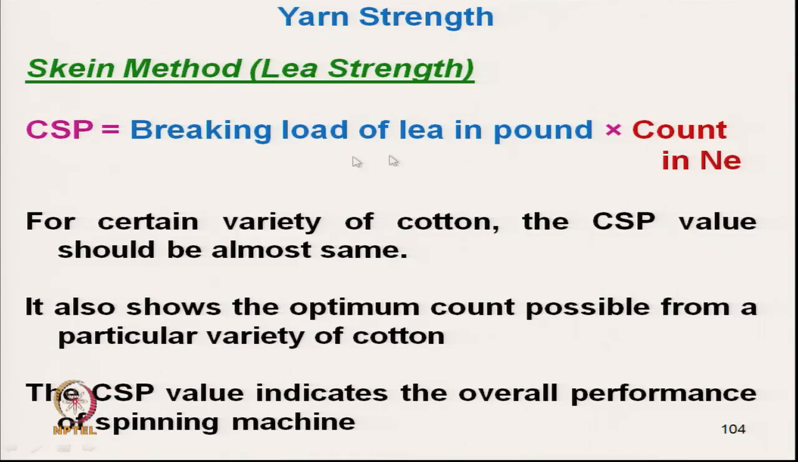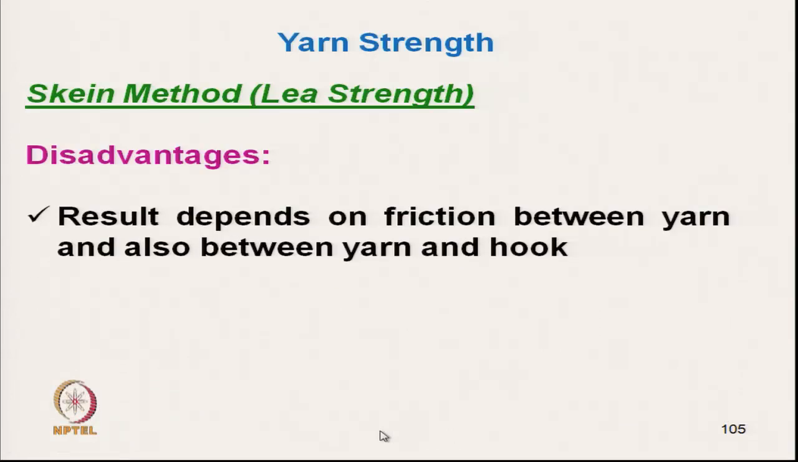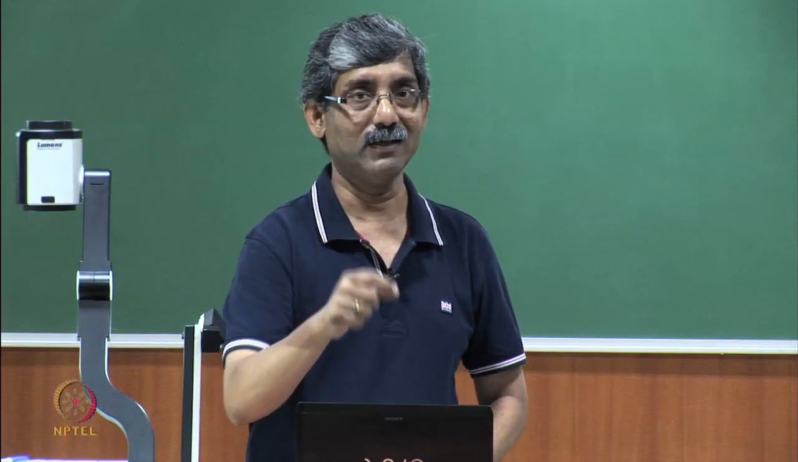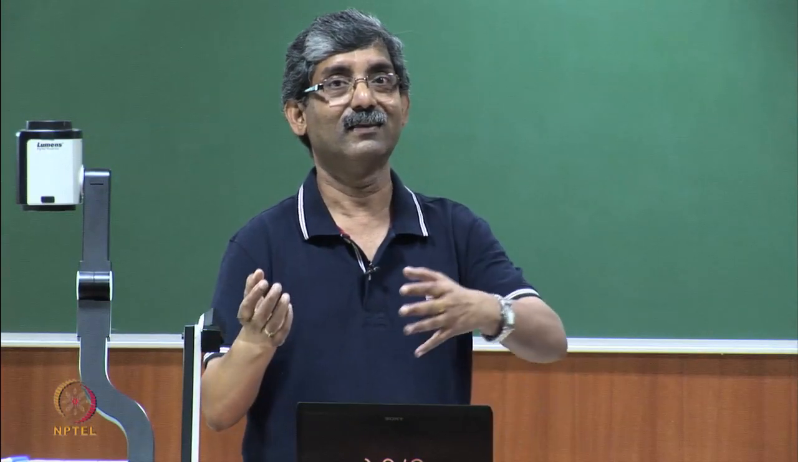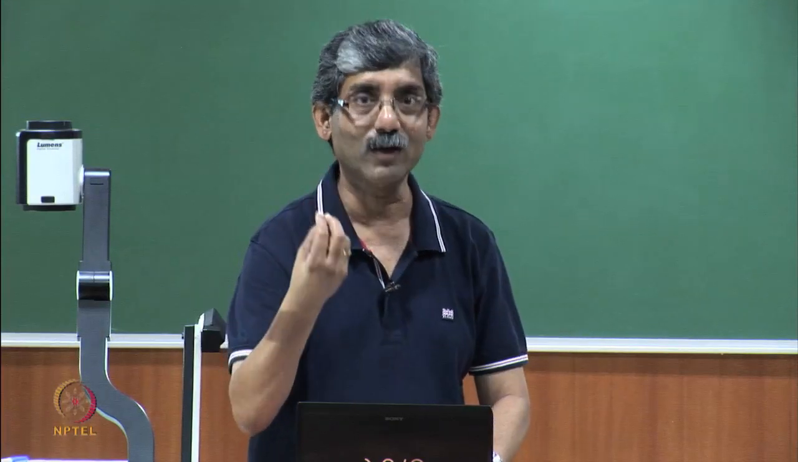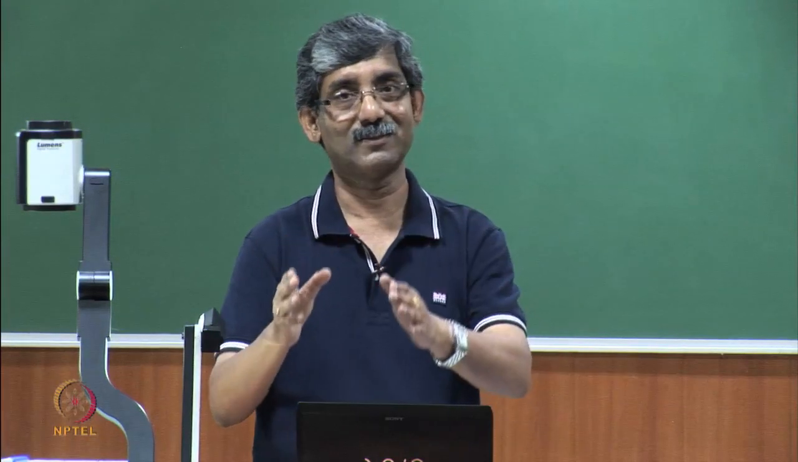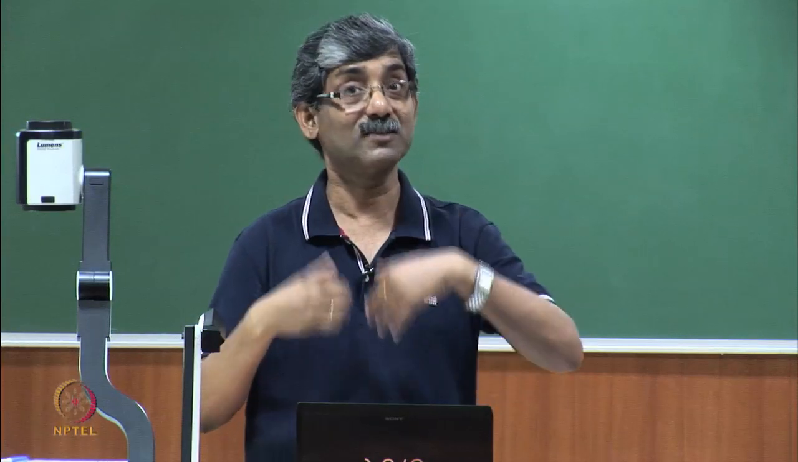So, the CSP value indicates the overall performance of the spinning machine. Okay. The main disadvantage of this technique is that the result depends on the friction between yarn and yarn, and between yarn and hook. If the yarn to yarn friction changes, keeping the yarn the same, then the CSP will change. It is a very common example. A normal cotton yarn and the same cotton yarn after scouring: the lea strength, that is the CSP value, will change.